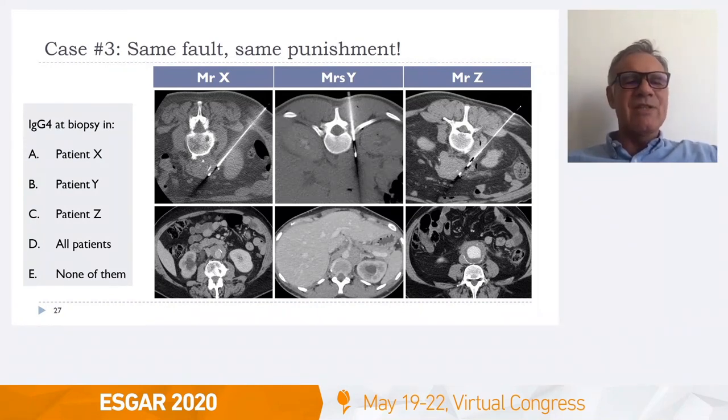In which patient did we identify IgG4 proliferation at biopsy? Do you think it's patient X, the immune patient? Do you think it's patient Y, the normal patient? Do you think it's patient Z, the cancer patient? Do you think we found it in all patients or none of them? I give you 15 seconds. Again, use the chat box to vote.